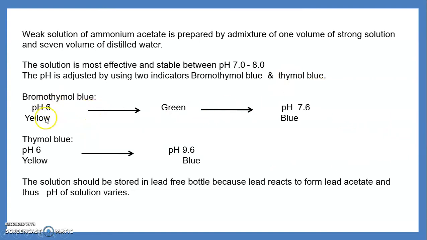With bromothymol blue, at pH 6 it shows a yellow color. As the pH increases, it shows a green color. When the pH is 7.6, it shows a blue color. With thymol blue, at pH 6 it is yellow, and at pH 9.6 it is blue.